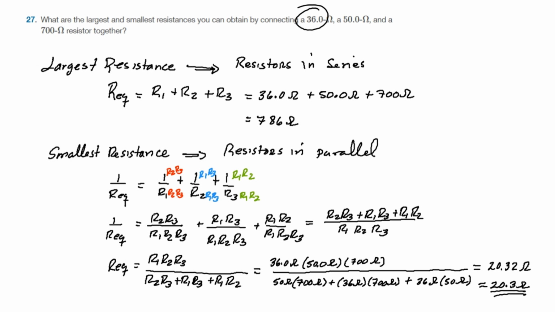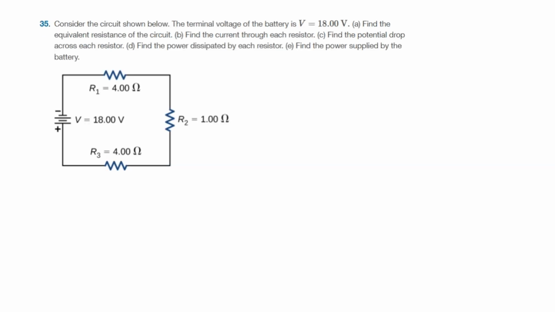Now let's see this other problem. They say, just consider the circuit below. The terminal voltage of the battery is 18 volts. Find the equivalent resistance of the circuit. Find the current through each resistor. Find the potential drop across each resistor. Find the power dissipated by each resistor. And find the power supplied by the battery.